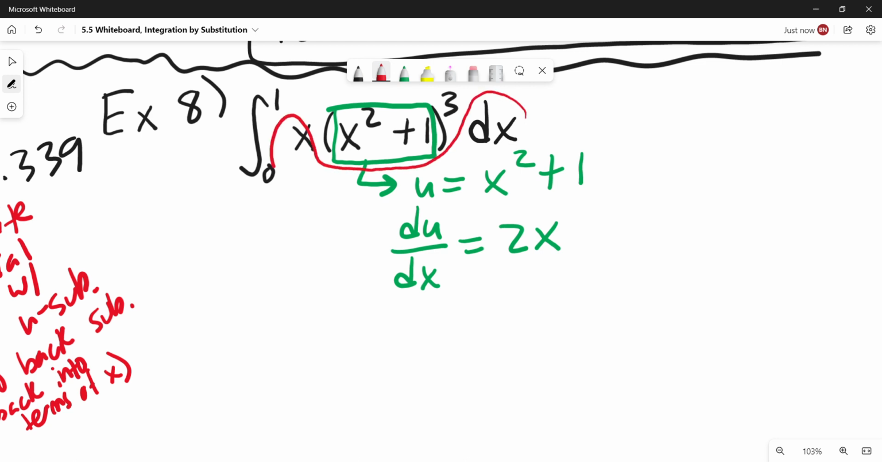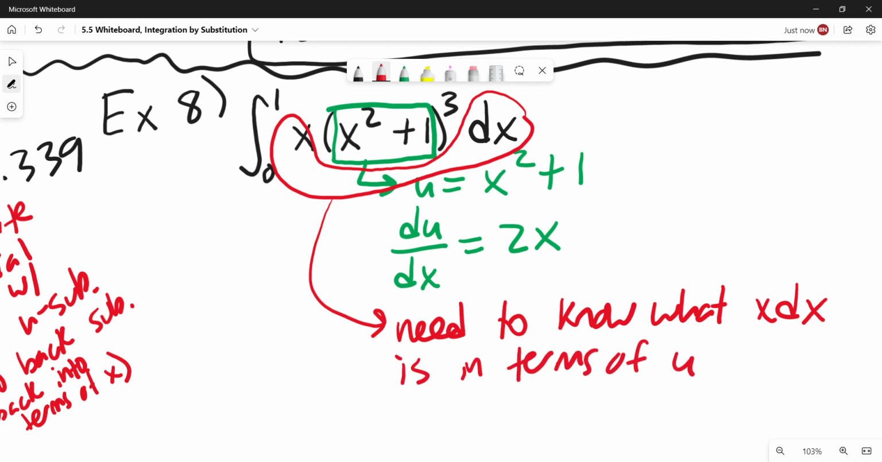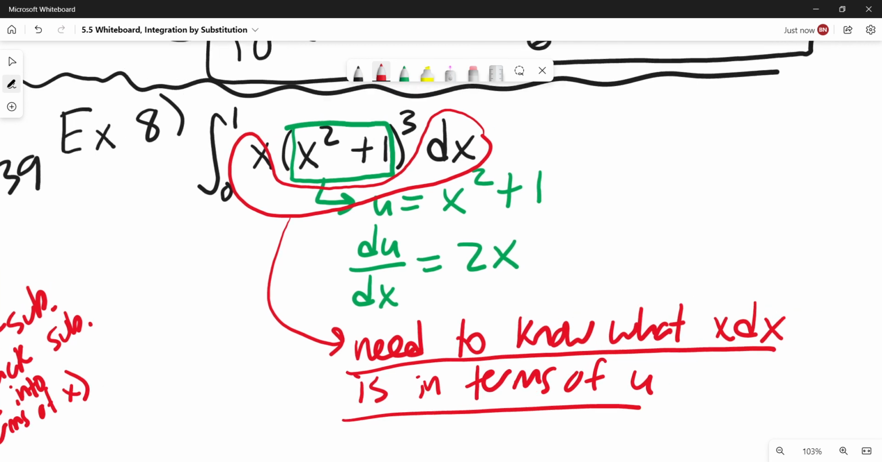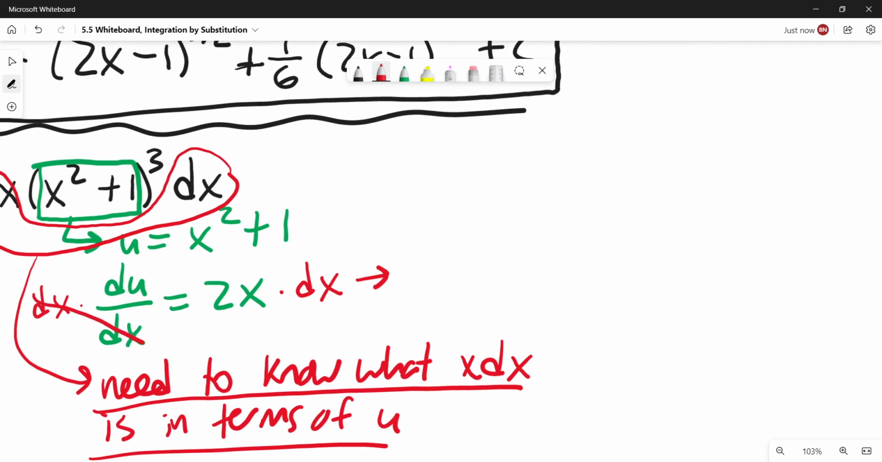So we need to also know what x dx is in terms of u, right? Because we have to remember for formal u substitution, everything after the integral sign has to be in terms of u. So we can use a combination of the u that we know and the du dx that we know. But the du dx is going to be more helpful because it has the dx. So we're going to do some algebra here. I'm going to multiply both sides by dx. So what's that going to do? That means I have du equals 2x dx.